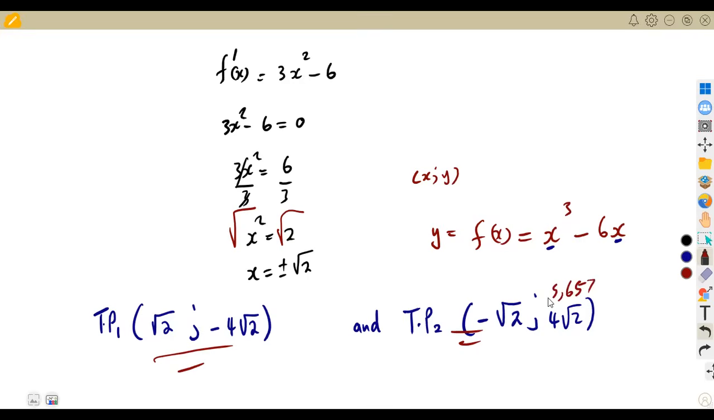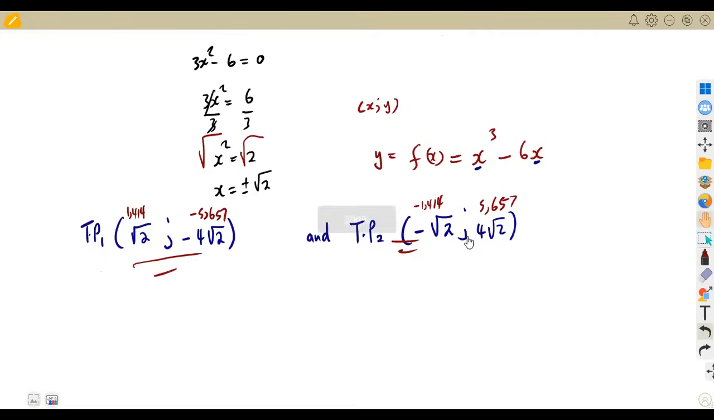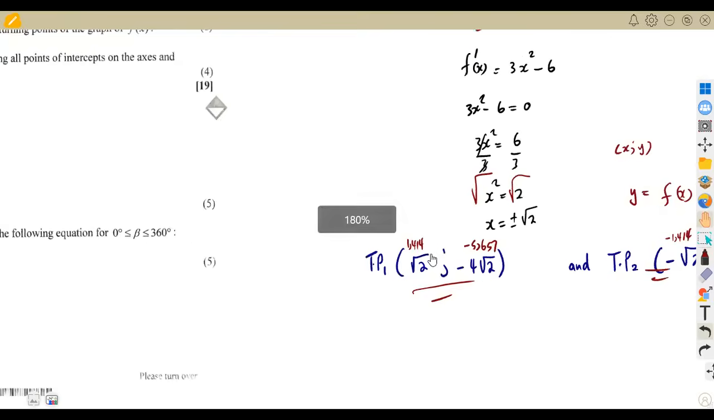5,65, it's going to be a 7. And this was negative 1,414, which is positive 1,414 here, negative 5,657. All right, so let us just see. Okay, it's fine. So that was the first part that you're going to have here.